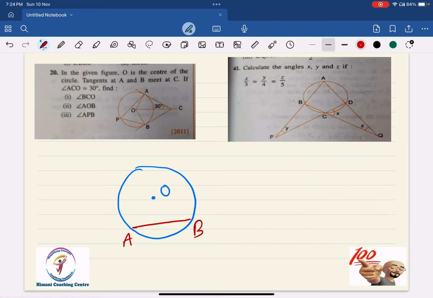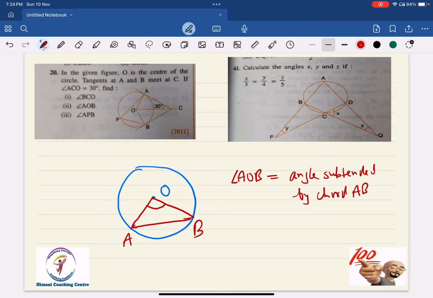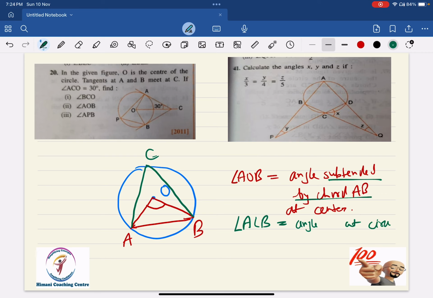AB is a chord, and if we join AOB, then we say that angle AOB is angle made by the chord at the center. Okay. So we say angle subtended by chord AB at center. Now if we take any other point on the circumference and join that, so that becomes angle ACB, which is angle subtended by chord AB at circumference.